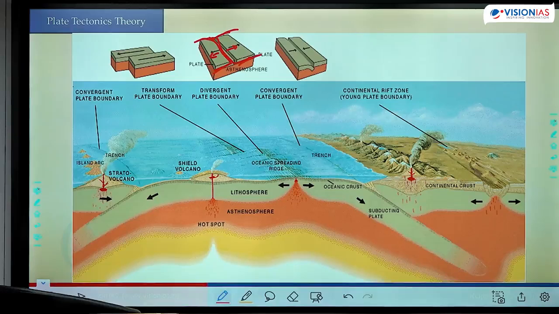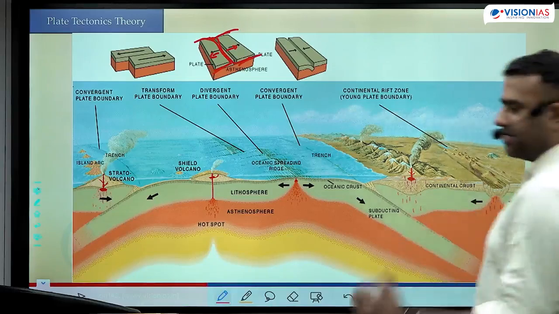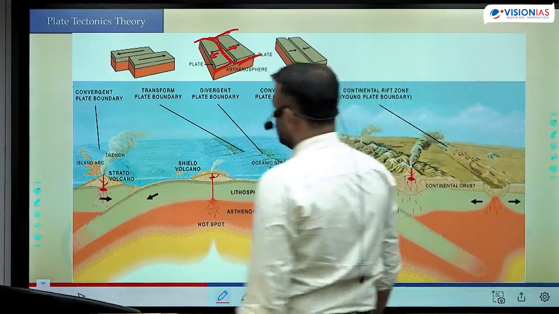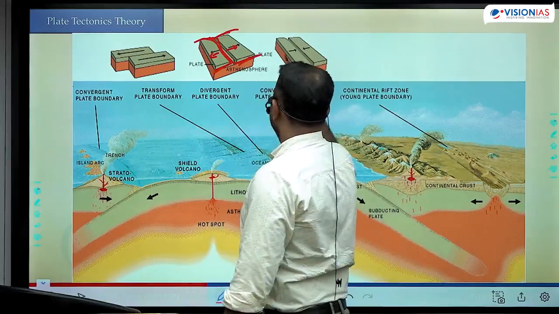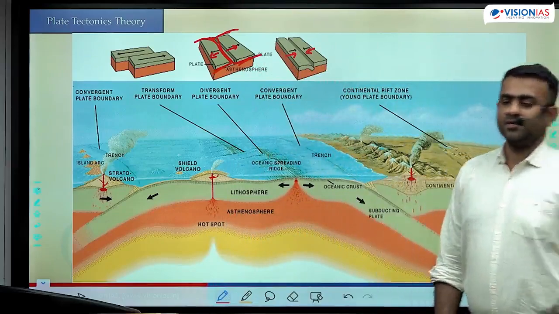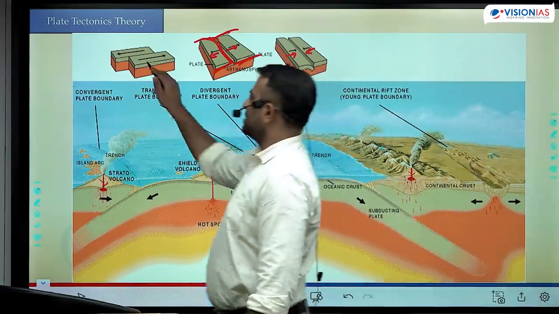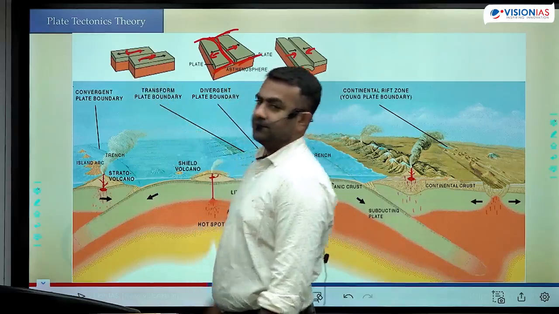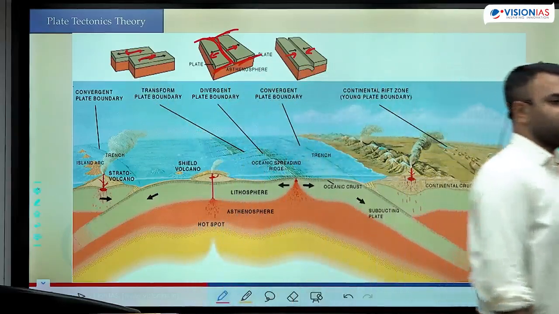Okay, so plate margin is that part of the plate where it is interacting with the other plate. It's called a plate margin. When 2 plates are moving towards each other, it is a convergent plate boundary, the second type of movement. When 2 plates are sliding past each other, it is a transform or parallel plate boundary.